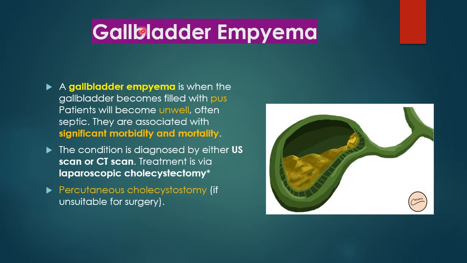Okay, this is empyema of the gallbladder, where the gallbladder becomes filled with pus, secondary bacterial infection due to obstruction, and usually the patients are very unwell and they have high fever with chills and rigors. The diagnosis can be confirmed by ultrasound with or without a CT scan. The treatment is laparoscopic cholecystectomy.